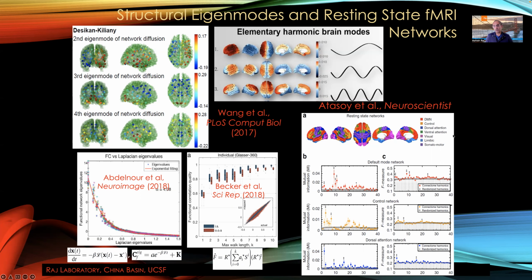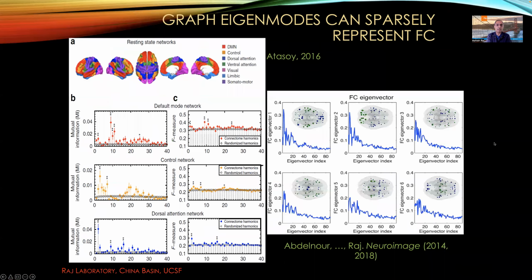And obviously the beautiful work by Atasoy et al. showed that a small number of these eigenmodes could recapitulate canonical resting state networks. So on that topic, I want to also contrast that with an approach by Abdel-Nour in 2018, who also showed that a small number of these structural Laplacian eigenvectors can actually explain the functional connectivity's eigenvectors to a very large extent.